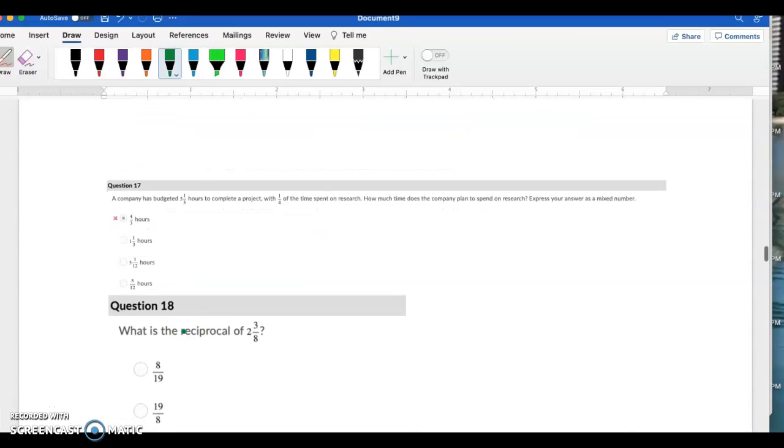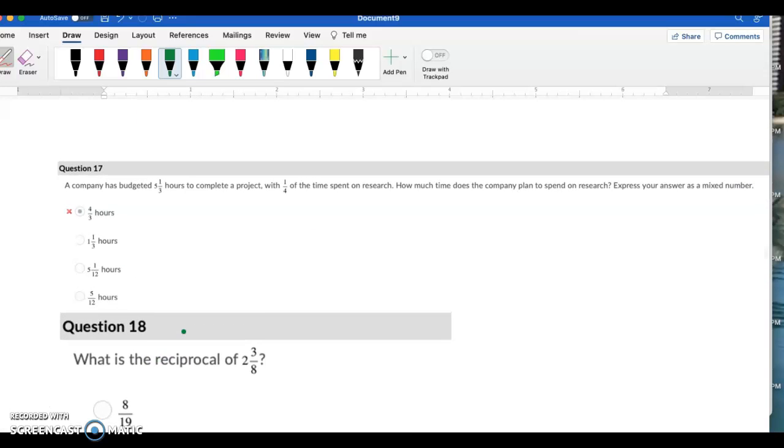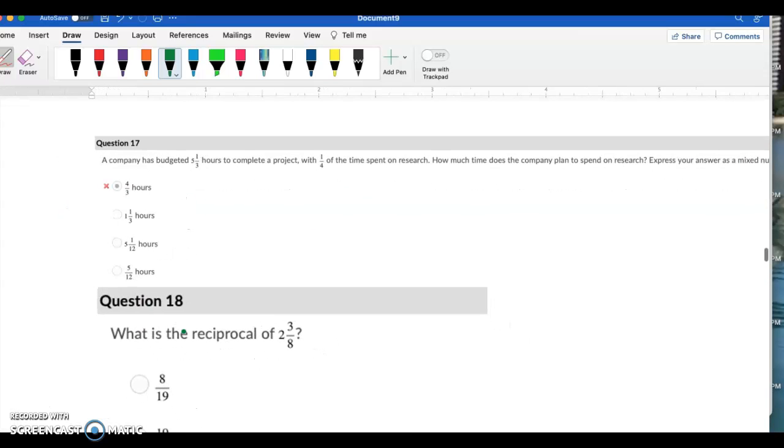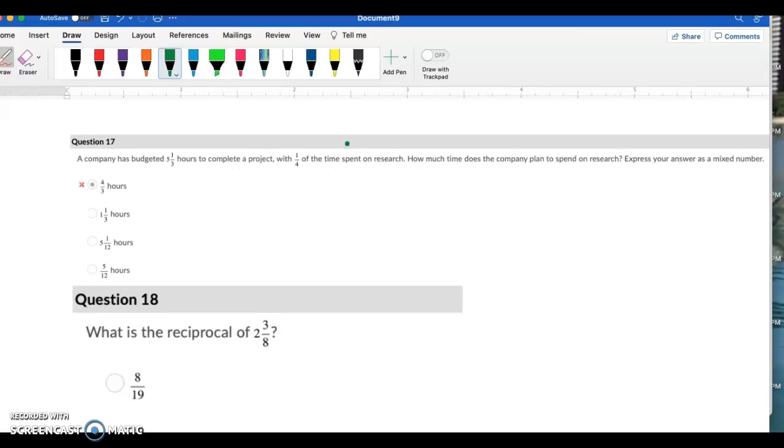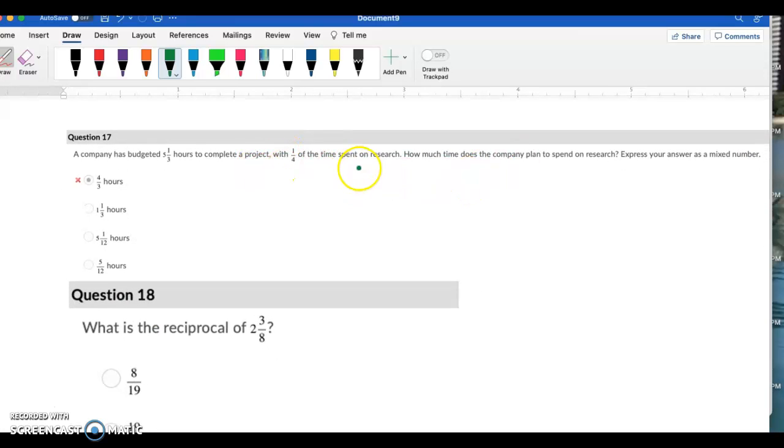Let's take a look at 17. Oh gosh, I got really small. All right. It says a company has budgeted 5 1/3 hours to complete a project with 1/4 of the time spent on research. How much time does the company plan to spend on research? Express your answer as a mixed number. So let's see, a company, this is the total hours of the project. Okay, this is the total. And they want to do 1/4 of the total on research.